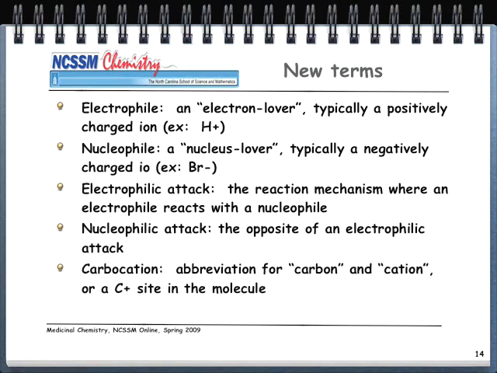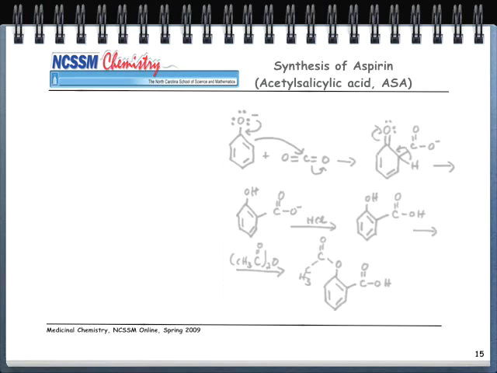And the carbocation, again, is an abbreviation for carbon and cation, and a cation is a positively charged ion. So a carbocation is a C plus site, or C positively charged site, in a molecule. Okay. All right, so here's a simple example.